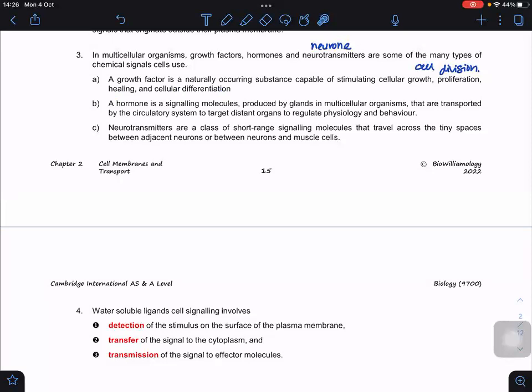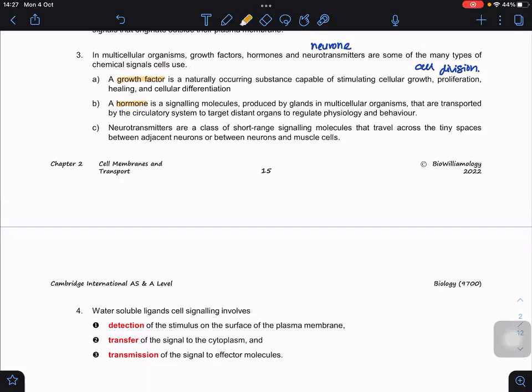It means that we want not only cells to divide, but also to form particular types of tissues. Another form of ligand is a hormone. A hormone is a signaling molecule produced by glands in a multicellular organism, transported by the blood or cardiovascular system to a distant target organ to regulate physiology and behavior. For example, insulin, glucagon, and adrenaline. You are familiar with these hormones.